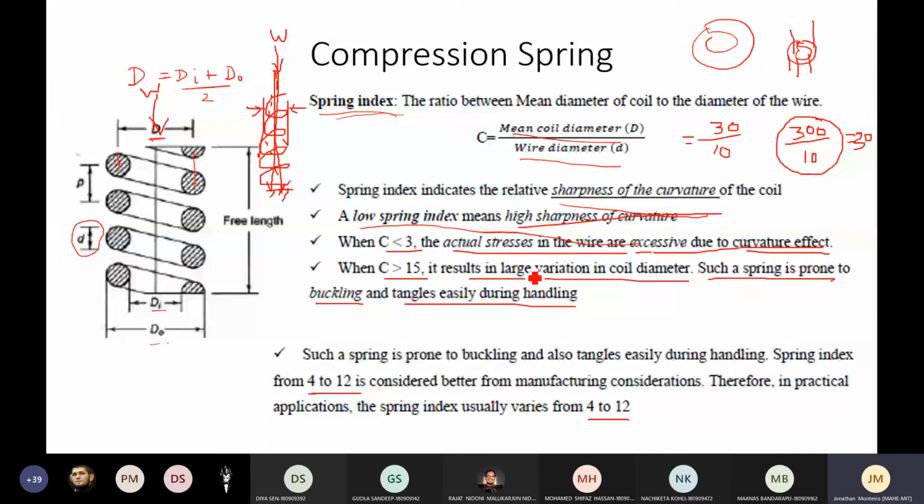So that is maybe the essence of this entire statement, saying large variation in coil diameter. Of course, we would like to have some springs. Application wise, we can think of soft cushions or soft sofas in furniture.